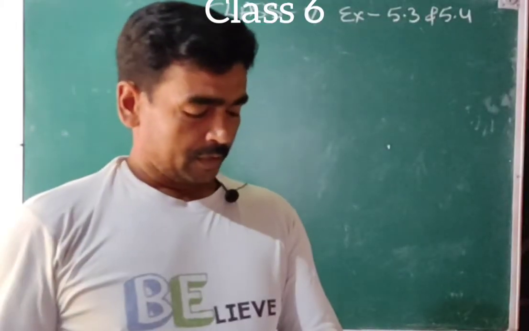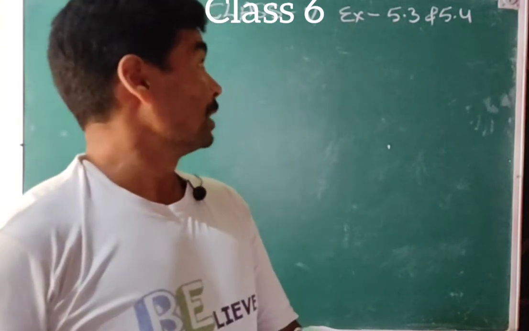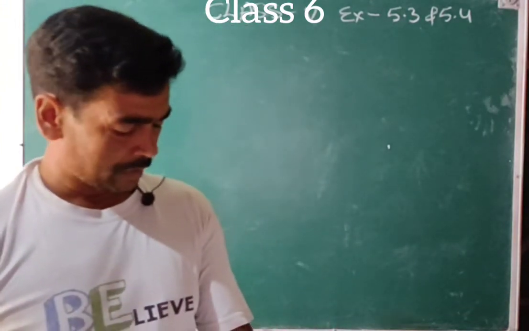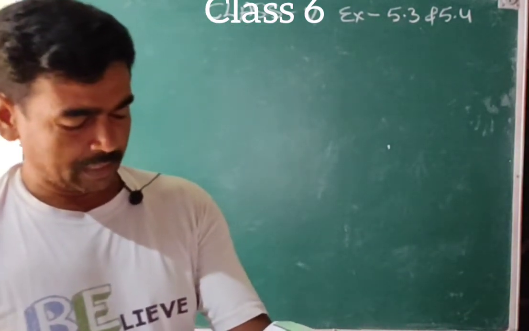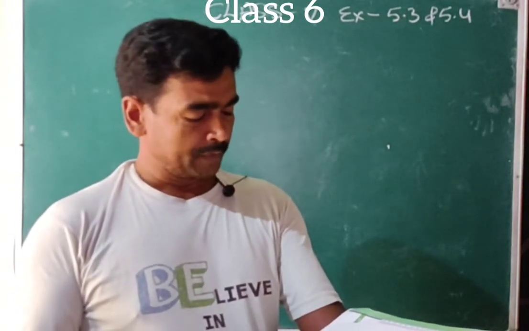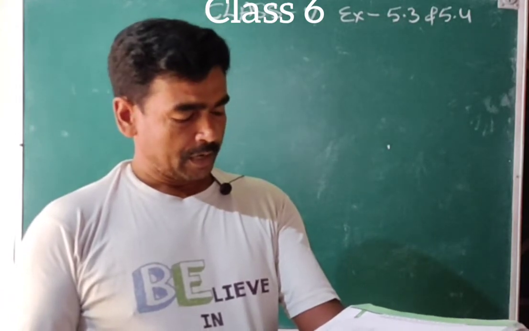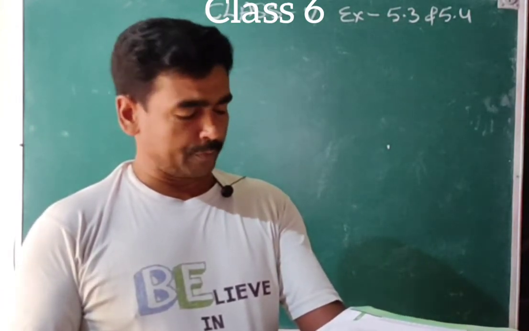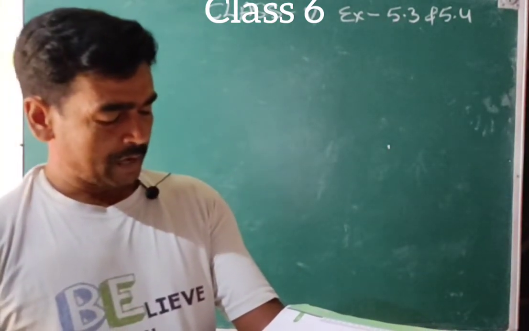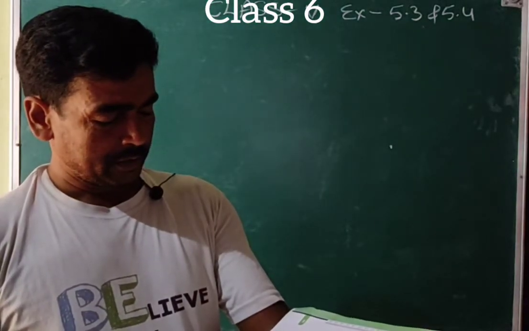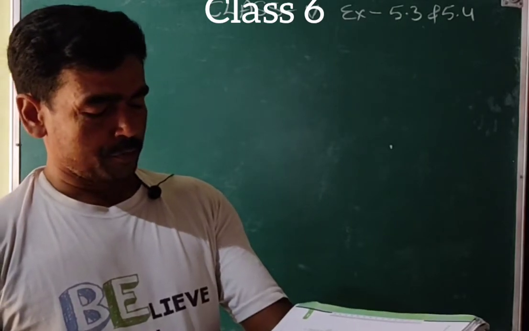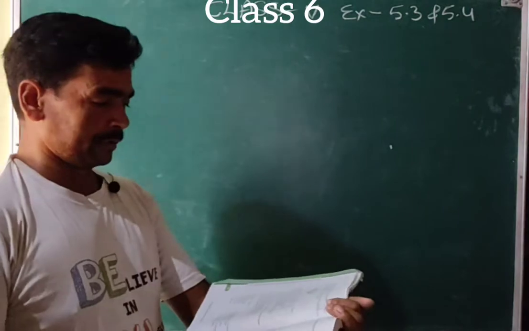In this video you will see exercises 5.3 and 5.4. First is a matching exercise. Straight angle means half of a revolution, right angle means 1/4 of a revolution, acute angle means less than 1/4 of a revolution, obtuse means more than half of a revolution, and reflex means more than half a revolution.